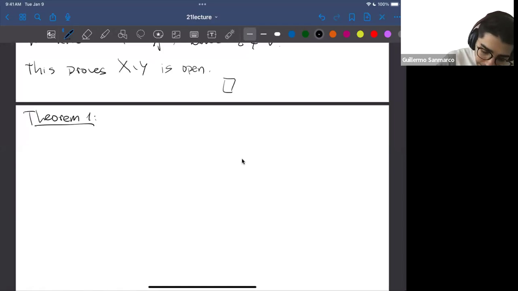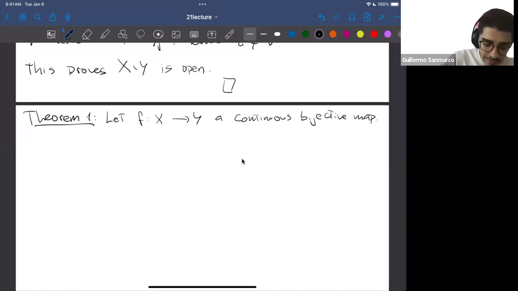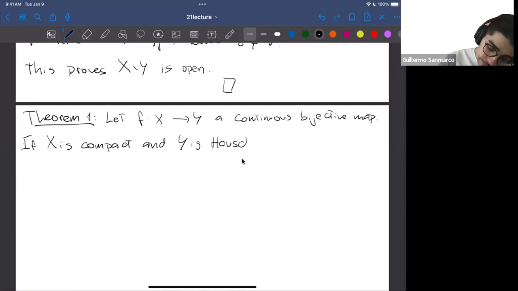So suppose we have something that we've discussed a bunch of times. Suppose we have a continuous bijection, so continuous bijective maps f from X to Y. And here's the crazy thing. If X is compact and Y is Hausdorff, then the function here is going to be a homeomorphism.